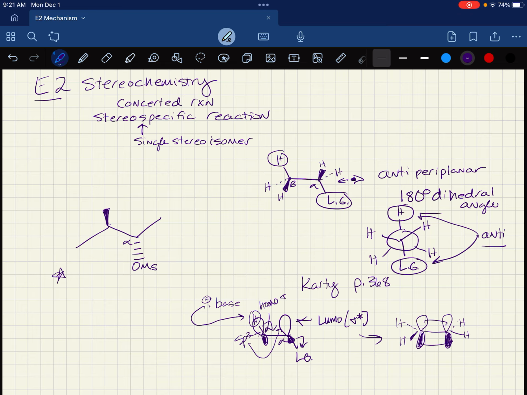So for this particular one, I'm just going to tell you that this is the beta carbon where we're taking the hydrogen atom. So there's only one hydrogen atom on this beta carbon here. And so this is the one, sorry, I'm going to change the structure here just a little bit. This is the one that we're going to take that proton. And then here's the leaving group. So what we have to do is redraw this to set this up to be anti-periplanar.